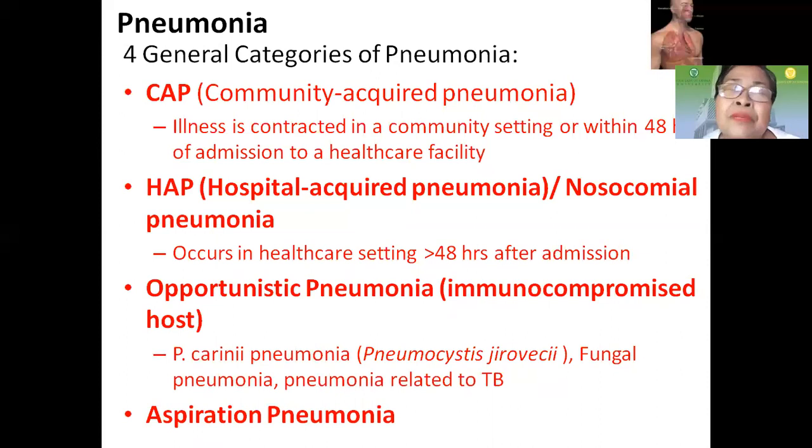Okay. Another. 50-year-old client is admitted in the hospital for treatment of, because the BUN creatinine is high and peritoneal dialysis was started. And then 48 hours after admission, the client develops fever, productive cough. And chest x-ray revealed that he has pneumonia. So what type? Okay, so yon, thank you. That is hospital-acquired pneumonia. Okay?